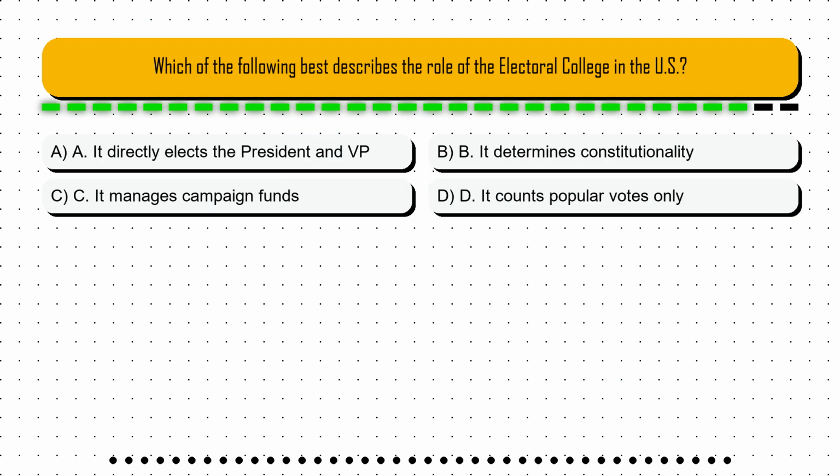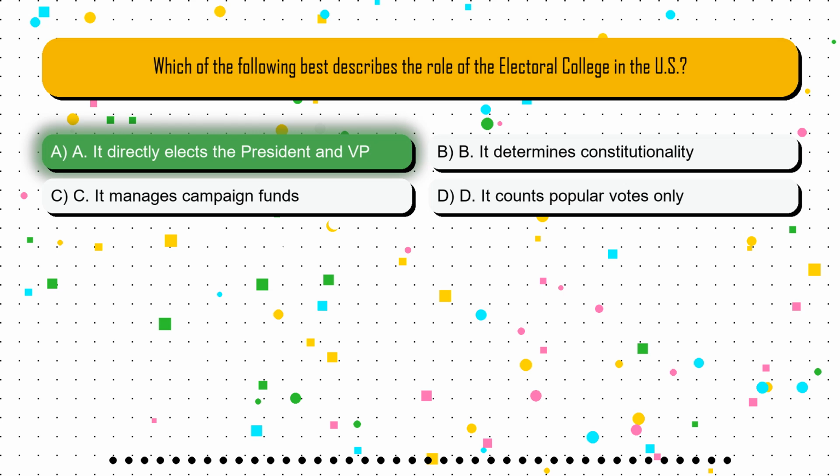Question 27. Which of the following best describes the role of the Electoral College in the U.S.? Option A. It directly elects the president and VP. Option B. It determines constitutionality. Option C. It manages campaign funds. Option D. It counts popular votes only.